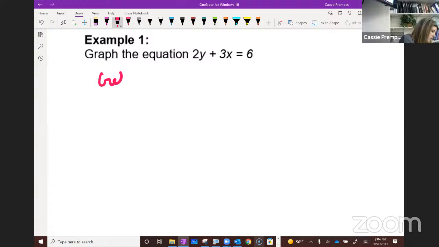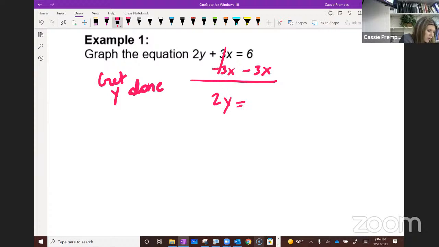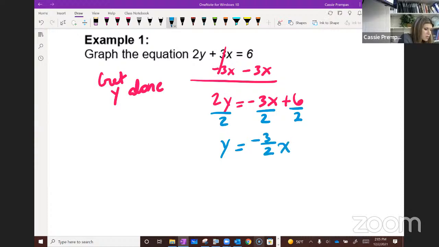Yeah, get y alone. And I would subtract 3x. That would give me 2y is equal to negative 3x plus 6. What would I do next? Divide everything by 2. And that would give me y is equal to negative 3/2 x plus 3.